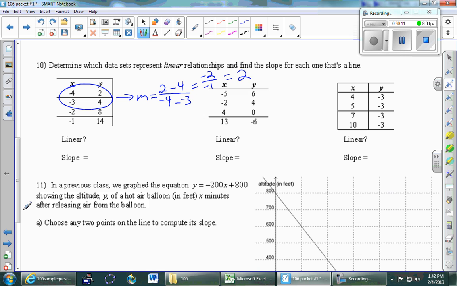Did I make a mistake? 2 minus 4. I think it works out to positive. Let's take a look. 2 minus 4. No, that part is good, but 2 minus 4. Got to fix that number right there.